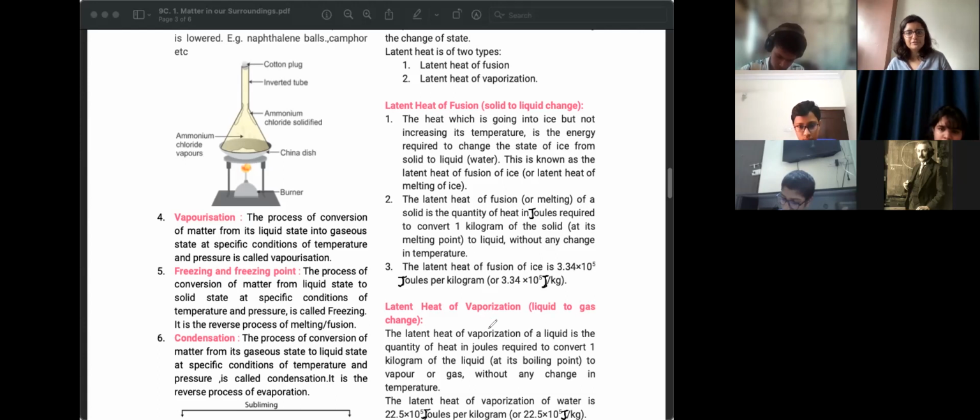So vaporization is the same thing. Note down vaporization also. Latent heat of vaporization of a liquid: the sentence is exactly the same, just that solid becomes liquid, and liquid becomes gas. It is the quantity of heat in joules required to convert 1 kilogram of liquid at its boiling point to vapor or gas without any change in temperature.